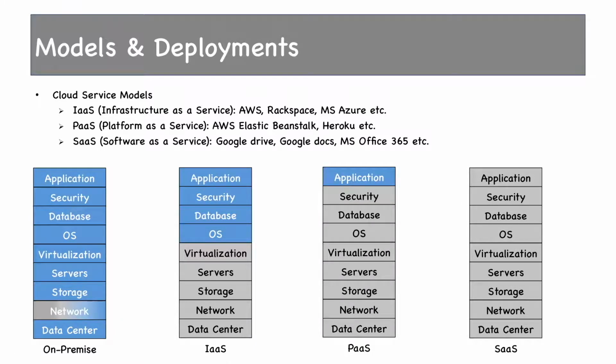Then finally, software as a service. In case of software as a service, everything is managed and controlled by the service provider. You just use it as an end user. All right. Now, these are the different service models. First one is on-premise, then infrastructure as a service, platform as a service, and software as a service. And this is how they differ.